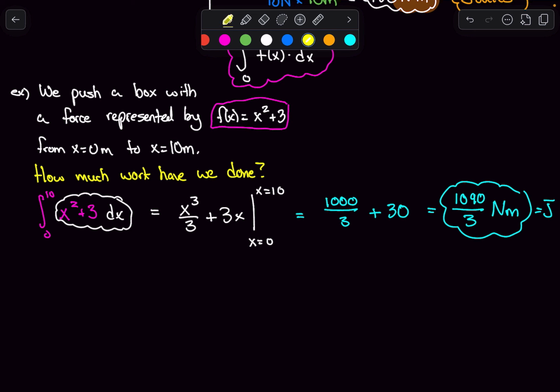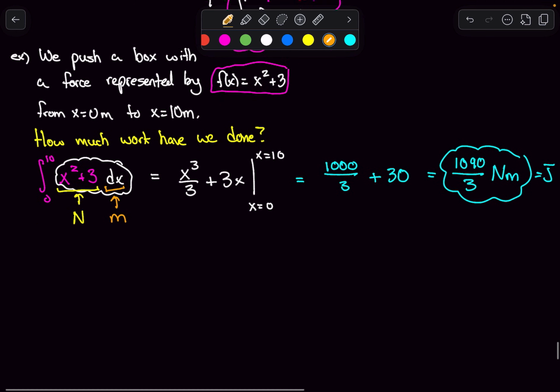Okay, and just to check that our units line up, right? This is our force function, which means this is in newtons or in pounds, and then the dx over here, that's a measure of distance, so that's going to be some tiny little bit of meters. All right, so that wasn't too bad. Let's see. Let's do a slightly different example then.